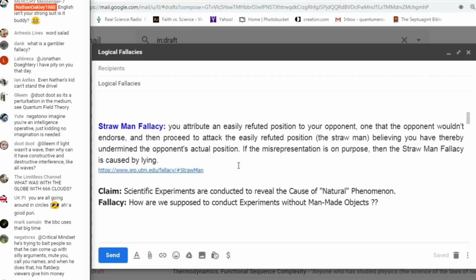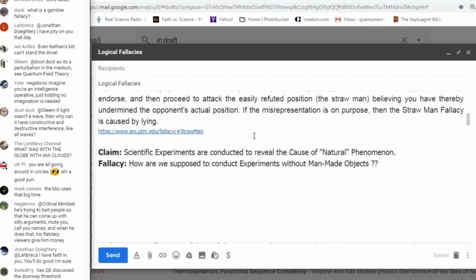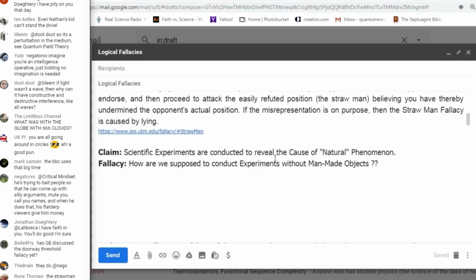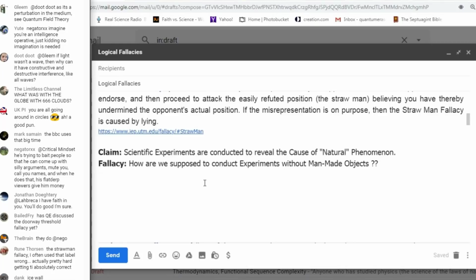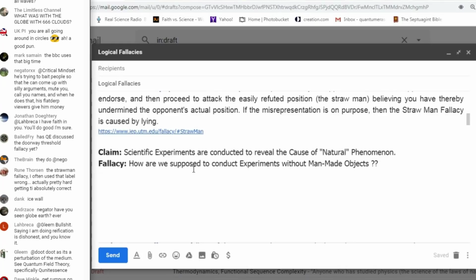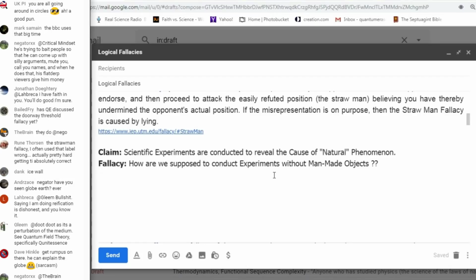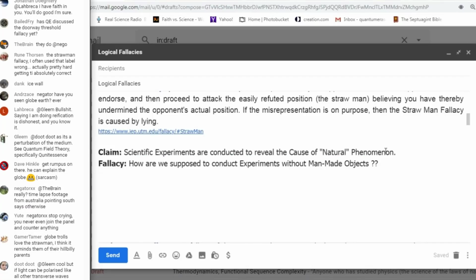The quintessential example of this, and we'll use a recent experience of it, and it continues. I think I heard it yesterday or the day before, but the claim: scientific experiments are conducted to reveal the cause of natural phenomena. The fallacy comeback: how are we supposed to conduct experiments without man-made objects? So do you see the straw man here? This is a straw man to this argument because that's not what we're saying.